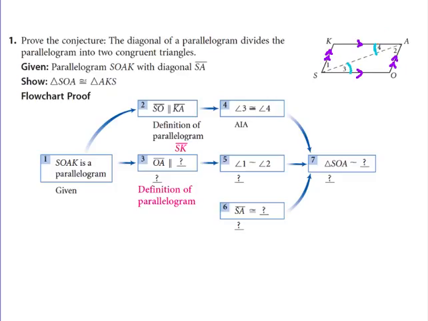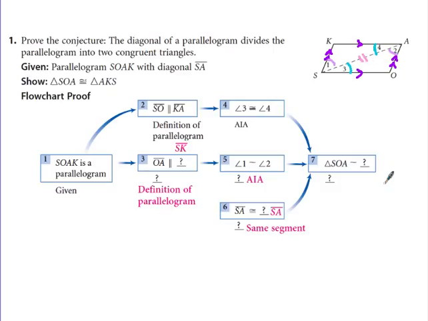I also know that angle 1 is congruent to angle 2. How do I know that? Alternate interior angle conjecture again, because I have the side lines that are parallel. And then SA is congruent to what, folks? SA, reason? Same segment. Nice job. And so now let's go ahead and look at what I've done.